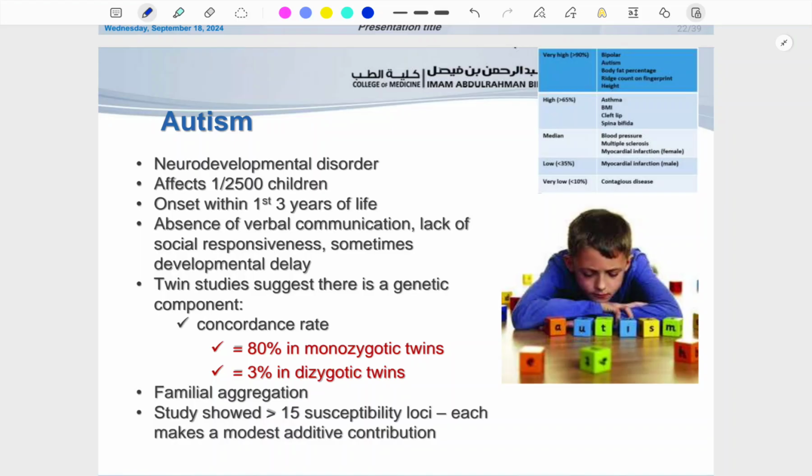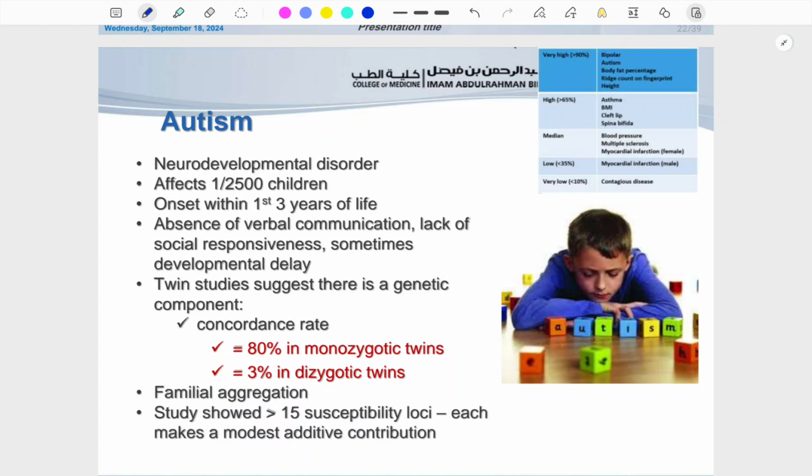Studies show 15 susceptibility loci. Each makes a modest additive contribution. So there are 15 genes, minimum. A locus could have more than one gene, but let's say each has one gene, so there are 15 different genes. Each one adds. How many do you inherit? 6 of them? 7 of them? 8 of them? 9 of them? You understand? The severity becomes more and more.